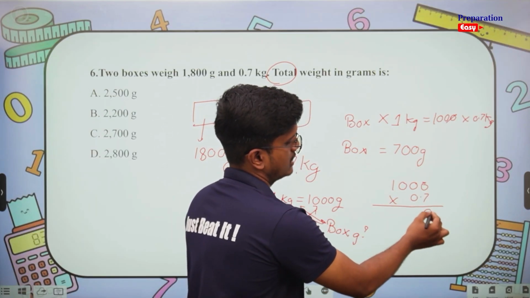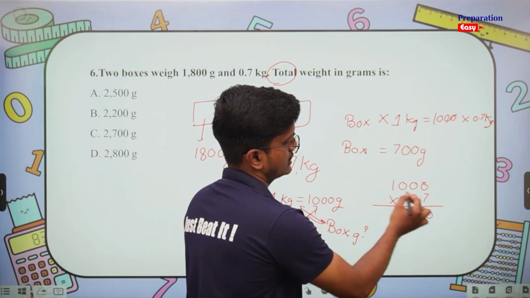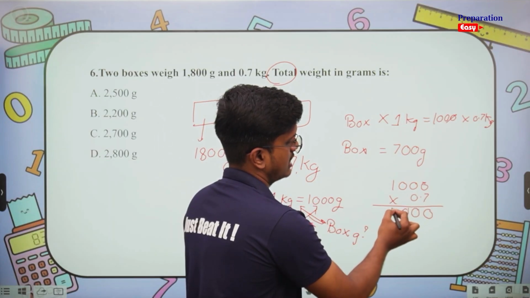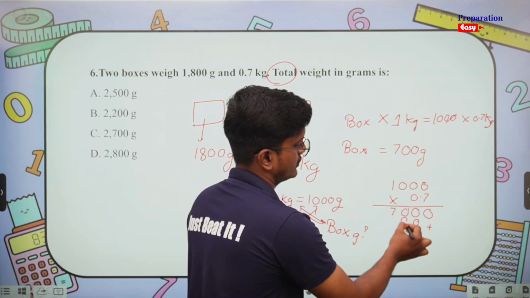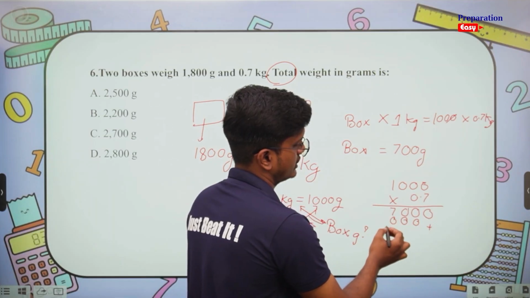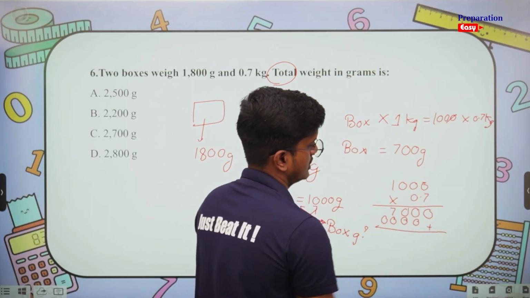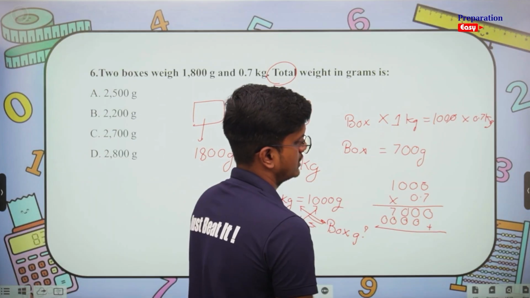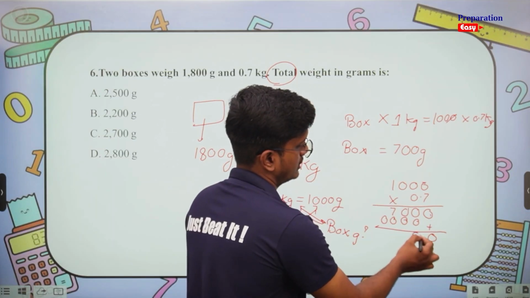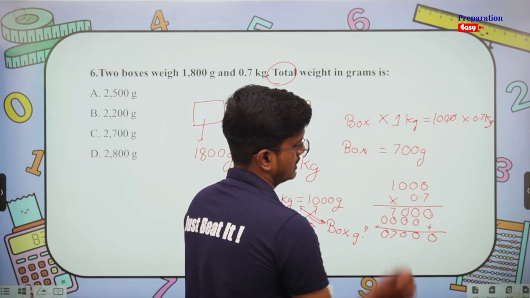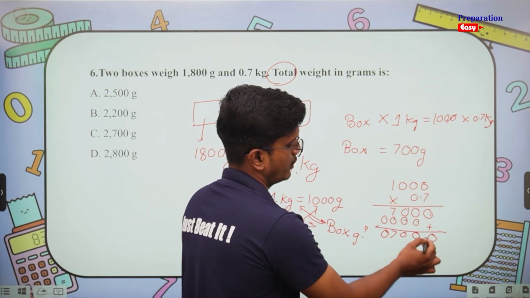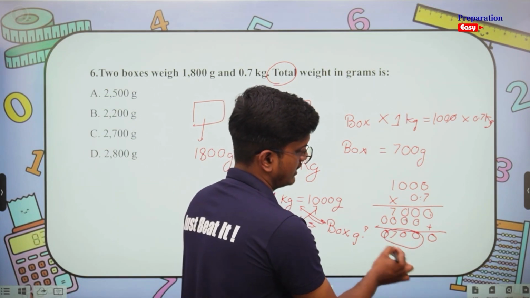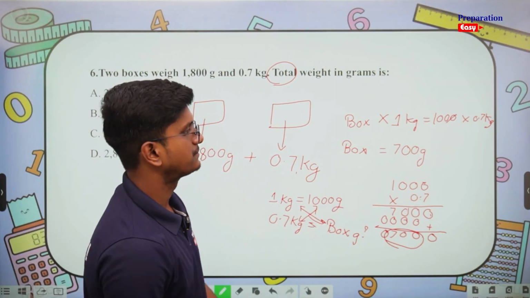7 zeros are 0, 7 zeros are 0, 7 zeros are 0, 7 ones are 7. Again plus 0 zeros are 0, 0 zeros are 0, 0 zeros are 0, 0 ones are 0. Write it down: 0, 0, 7, 0. After how many digits do we have the decimal? We have the decimal point after 1, so whatever answer we are getting is 700.